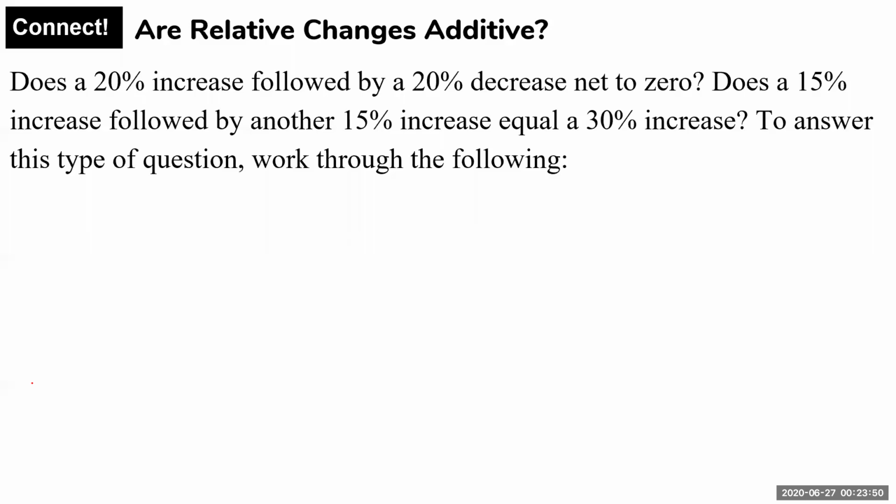Now, does a 20% increase followed by a 20% decrease net to zero? Does a 15% increase followed by another 15% increase equal a 30% increase? To answer this type of question, we want to work through this problem. Now, think about it. Okay, think about it.